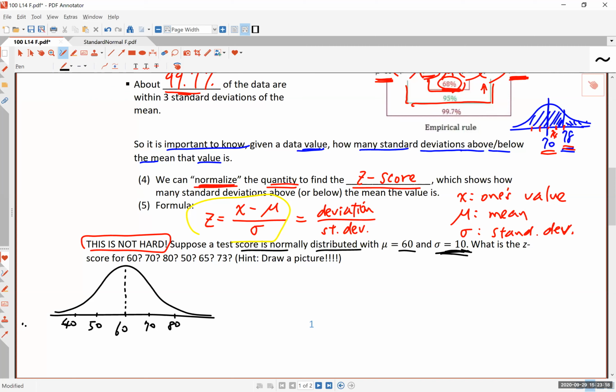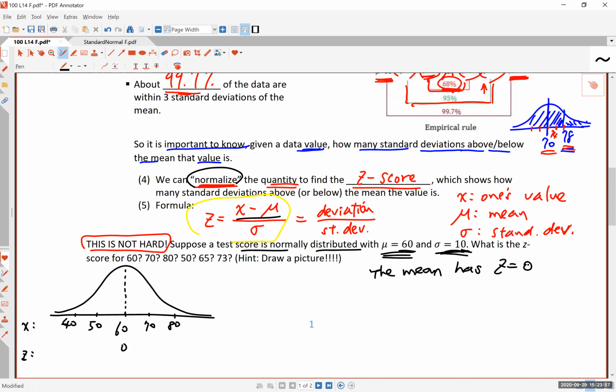All right, so these are what we call the X scores. And you can convert them, or normalize them, that's the term, to get the Z-score. Normalized, 60 becomes 0. Why? Because every time you have a normal distribution, the mean is mu. So if X is mu, this part becomes 0 and Z is 0. The mean always has the Z-score of 0.